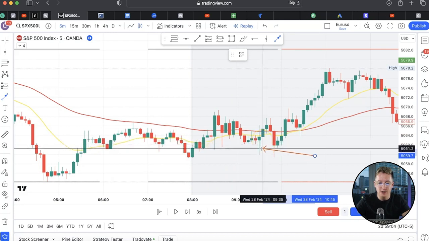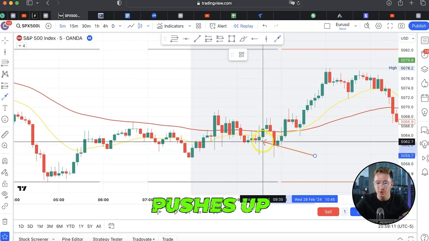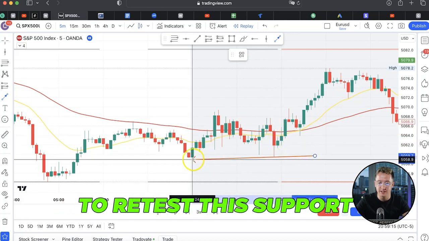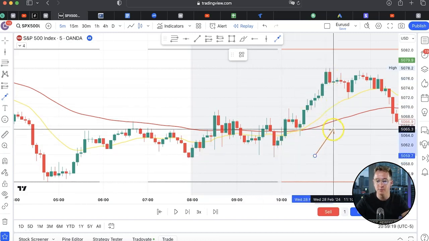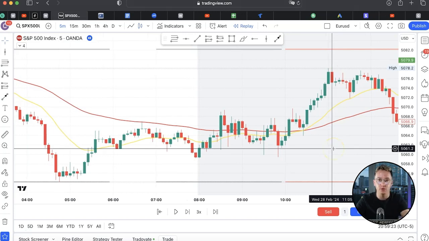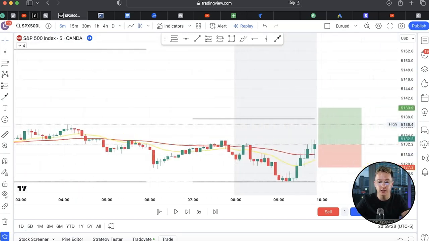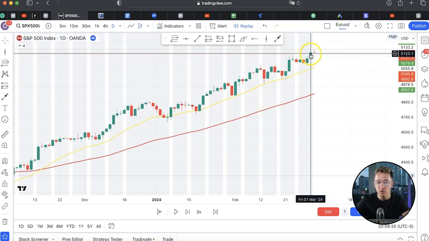It comes down and traps a bunch of people to sell. And then the market pushes up, comes down one more time to retest this support over here. And then what does it do? It pushes up. So you kind of need to make sure that one thing that I'm usually doing when I am trading, if we go back to our trade over here, is I was on the daily time frame a second ago, and I saw my previous daily candle was bullish.